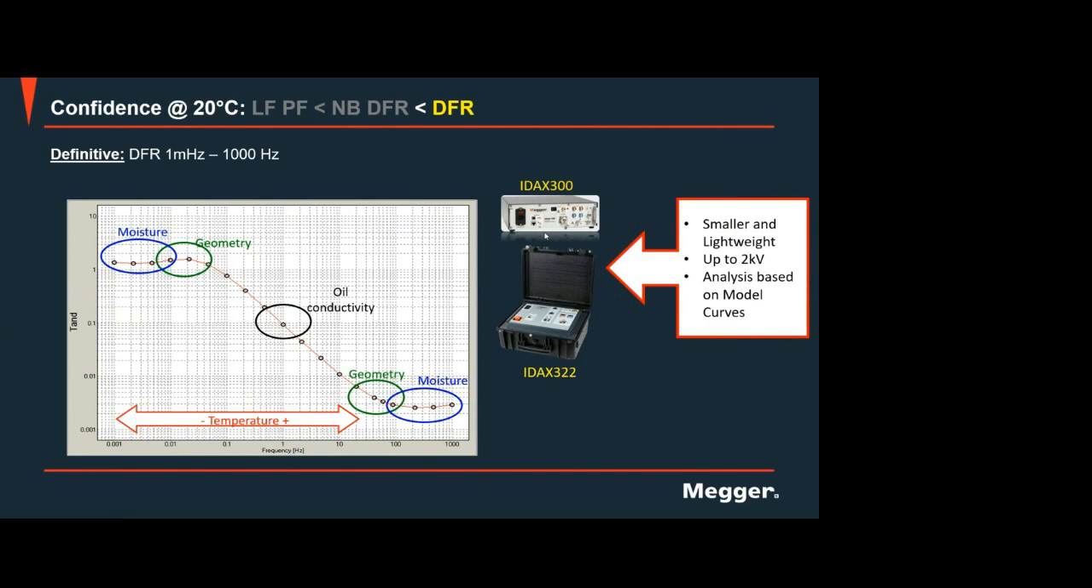So we normally analyze the result by comparing our test result to the model curve. So for example, if you have this current test result, now you can see the deviation here, and that would mean maybe you have some moisture. If you have some deviation here, then maybe that would mean you have a problem in geometry. Geometry means physical deformation. And you can also see the oil conductivity, if it's still good.